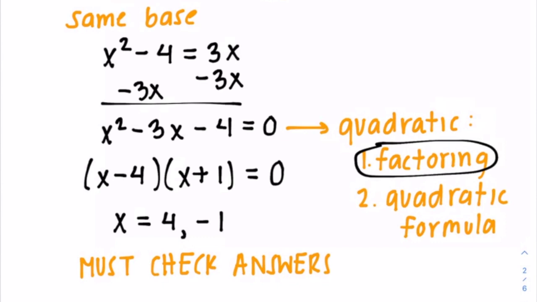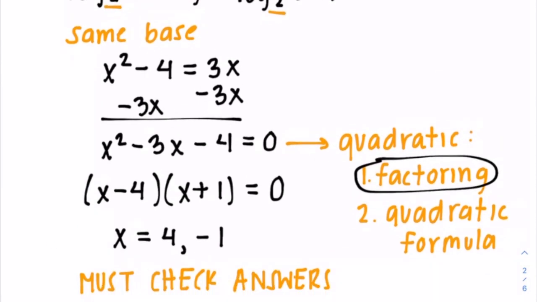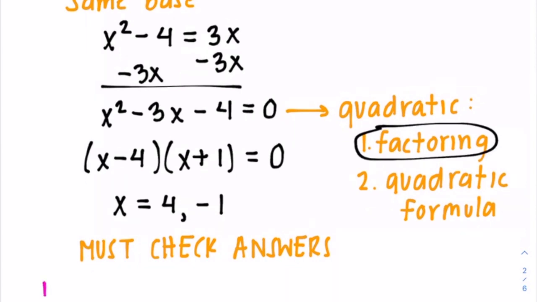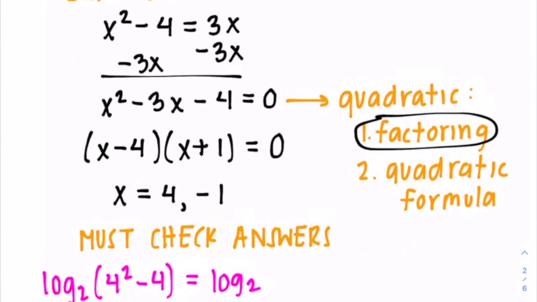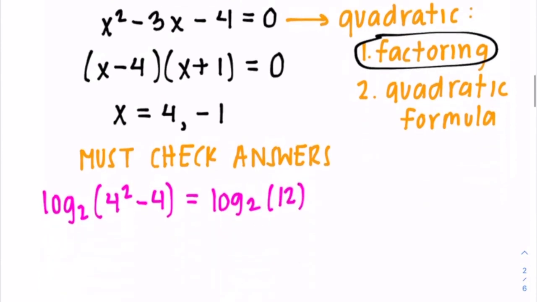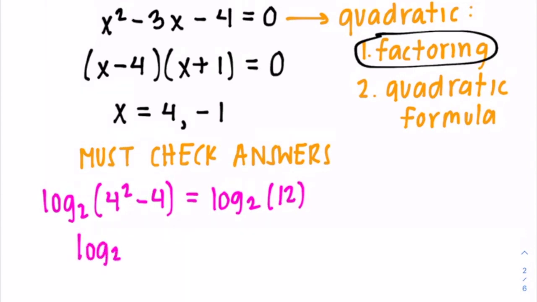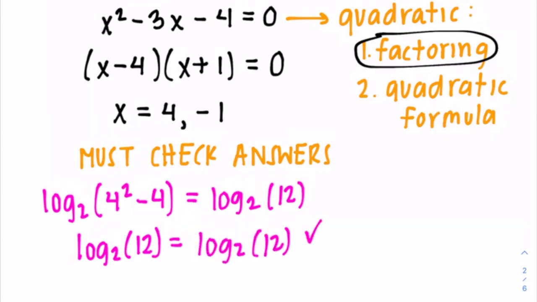So first, I'm going to plug 4 back in for x. We have log base 2 of 4 squared minus 4 equals log base 2 of 12. Simplifying on the left-hand side, we get log base 2 of 12, and that is equal to log base 2 of 12. So x equals 4 is a solution.